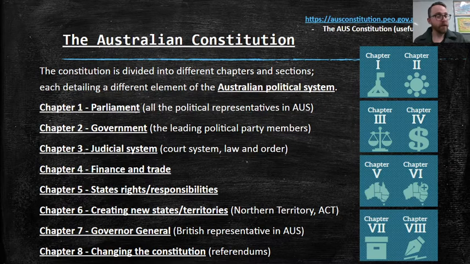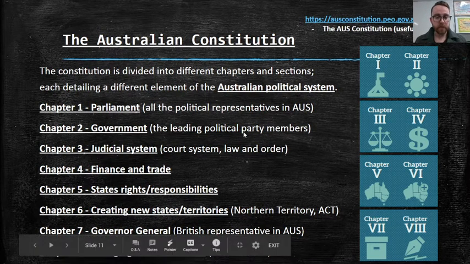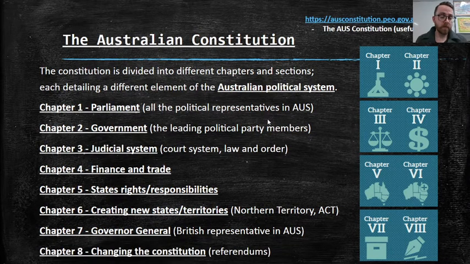So the British said, all right, you can have your own country, but we still want to be part of it. So we have a person in our government, in our parliament, called the Governor General, and that is the Queen's representative in Australia. So they're still kind of here. They don't do much. They just kind of sit there and they have a British accent. Don't worry about them. And then Chapter 8, the final one we'll look at, is changing the Constitution.